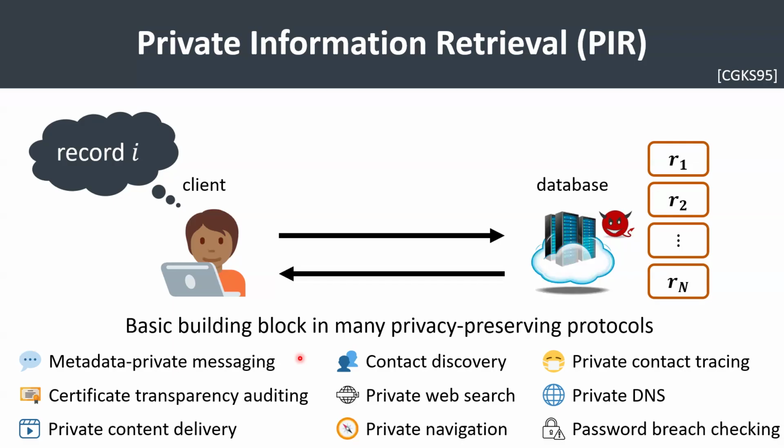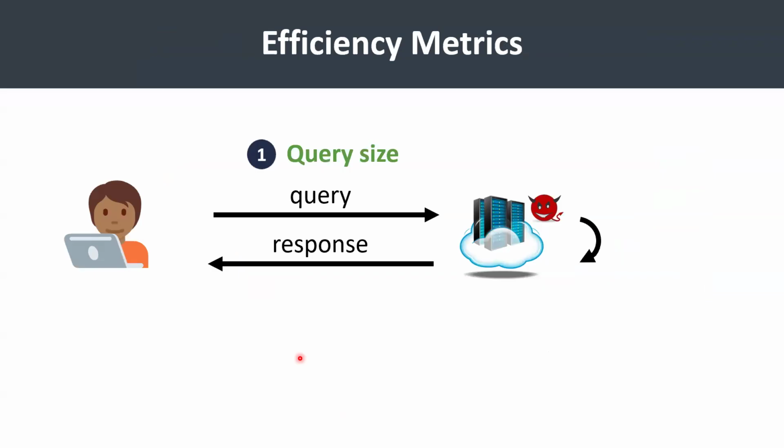Okay, so when we look at private information retrieval, and this is going to be the focus of this talk, there are several quantities that we care about to measure efficiency. As I mentioned, this is a client and server protocol, and I'm mostly going to be focused on two message protocols. The client sends a query, and the server sends back a response. So what are the efficiency metrics that we care about? Well, one is the size of the query. How many bits does the client have to upload in order to retrieve a record in a database? So that's the first metric.